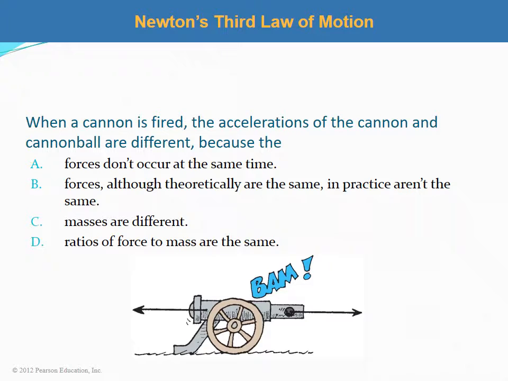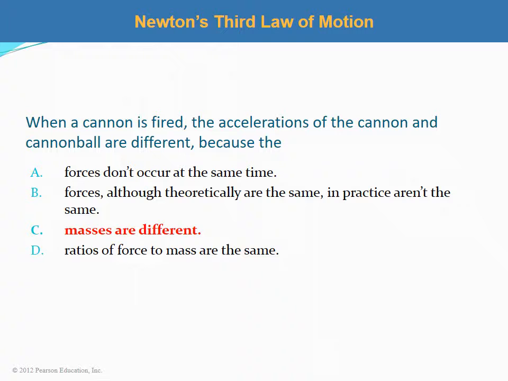When a cannon is fired, the acceleration of the cannon and the cannonball are different because A, the forces don't occur at the same time, B, the forces, although theoretically the same, in practice aren't the same, C, the masses are different, or D, the ratio of force to mass is the same. C, masses are different.